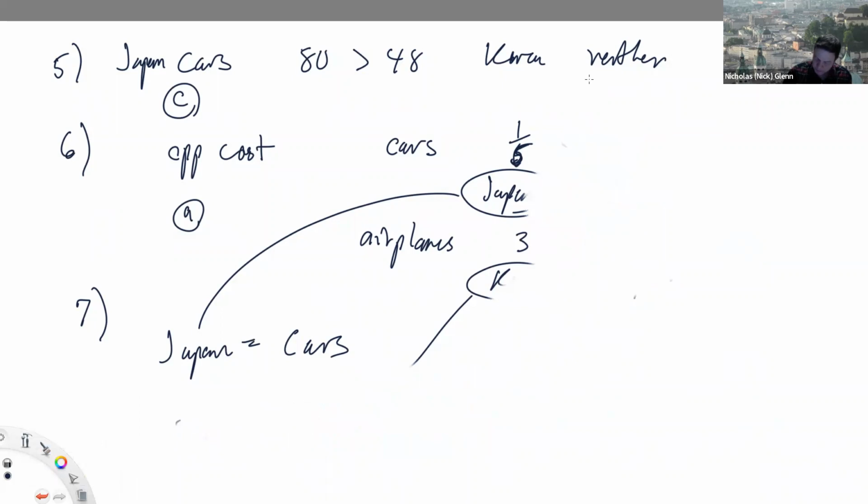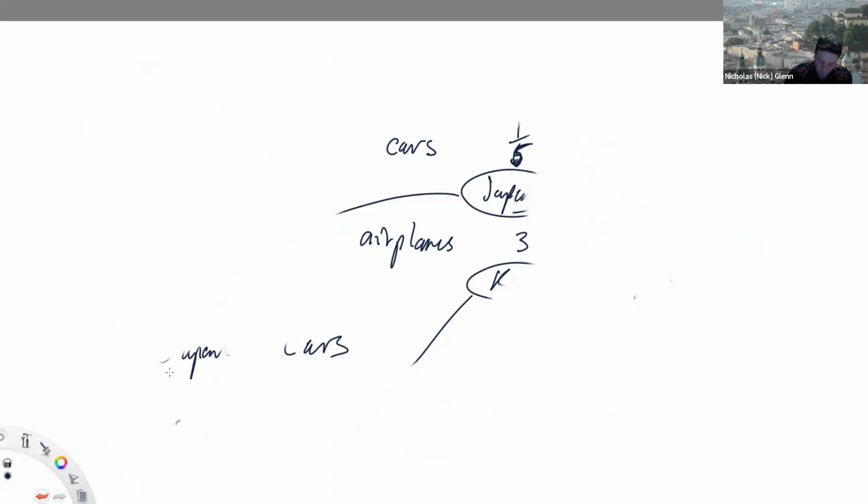Let's erase this. And first thing we'll have to do is, what will they each produce? They split their time equally between producing each good. So Japan, they can produce 80 cars if they spend all their time, so they can produce 40 if they spend half their time. And they can produce 8 airplanes, all right, if they spend half their time producing airplanes.